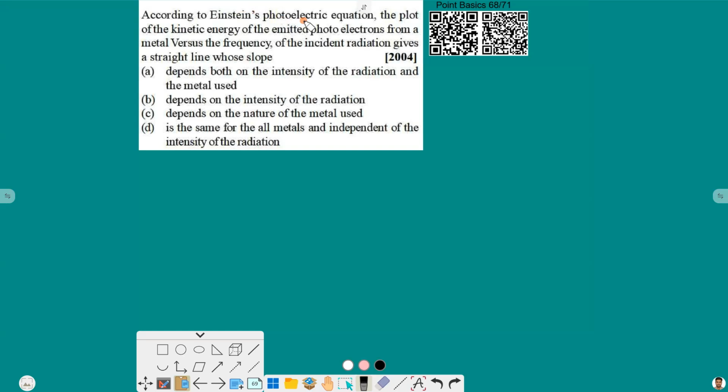Now, according to Einstein photoelectric equation, plot of kinetic energy of the emitted photoelectrons from the metal versus the frequency of the incident radiation gives a straight line, and we have to find out its slope. Now we know that kinetic energy is equal to hf minus phi. So this is the equation of type y is equal to mx minus c. So its slope will be Planck's constant, and it is constant, so independent of everything. It does not depend upon nature of the metal, is the same for all metals and independent of intensity. So option D will be the right answer here.